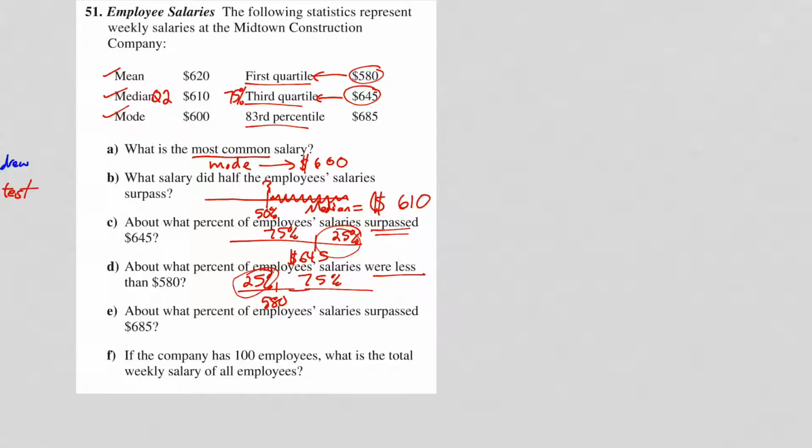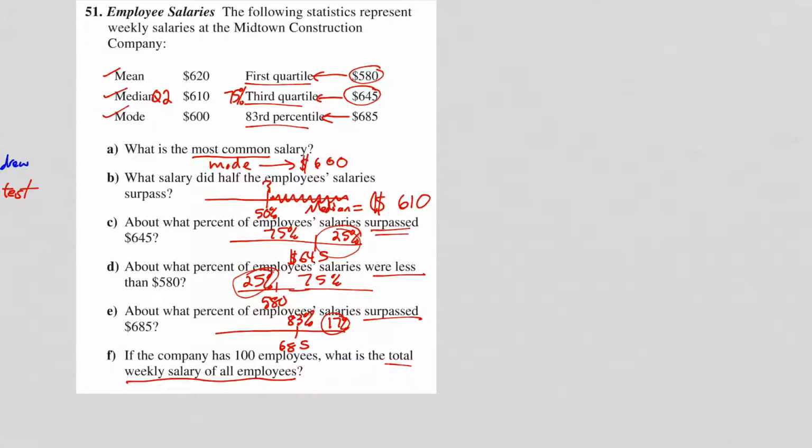E, about what percent of employees surpassed, that's to the right, 685? 685, as you can see, is the 83rd percentile. So 685 is 83%. So this side over here is going to be 17% to make the 100%.